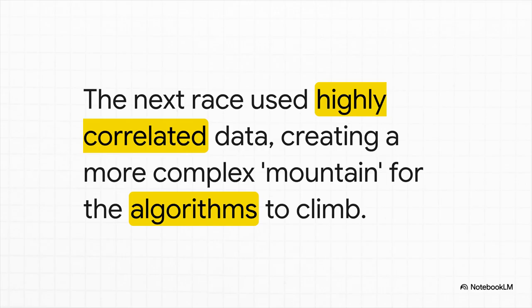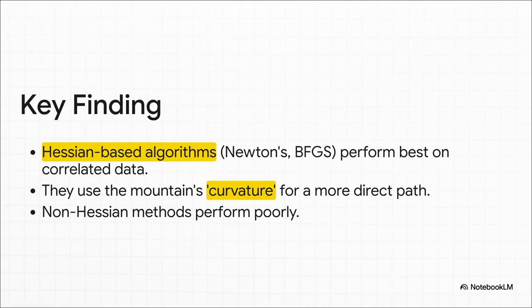Okay, so for the next race, Minka made the mountain way harder to climb. He used what's called highly correlated data. That just means you have features that tend to move together, kind of like a person's height and their weight. This creates a much more complex, warped surface to climb, and it's where the really good algorithms showed what they're made of.